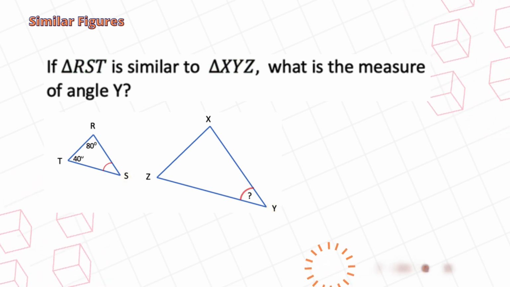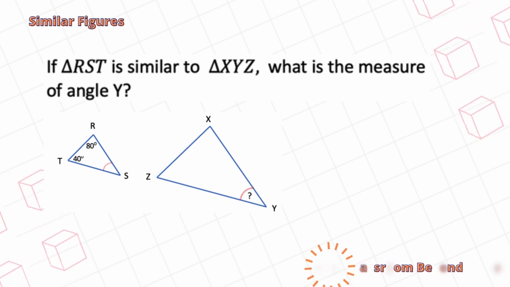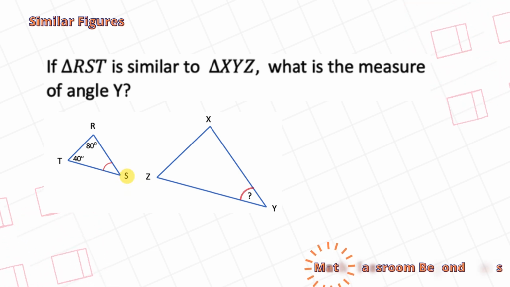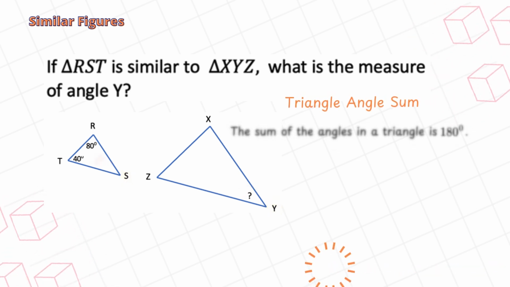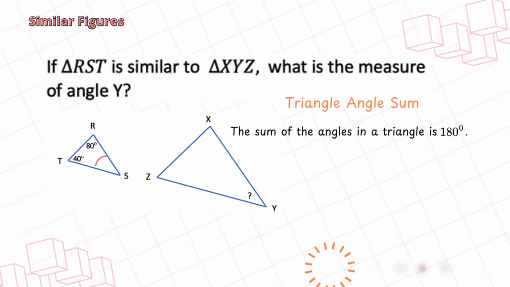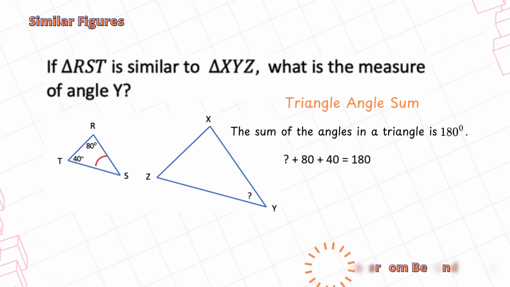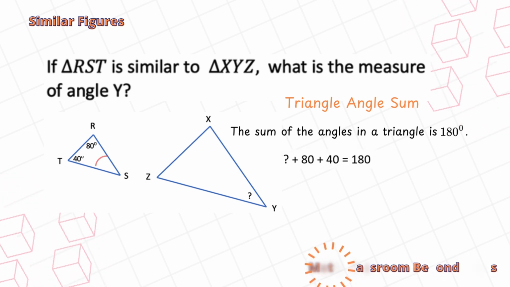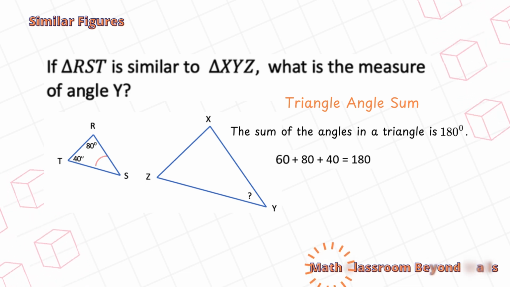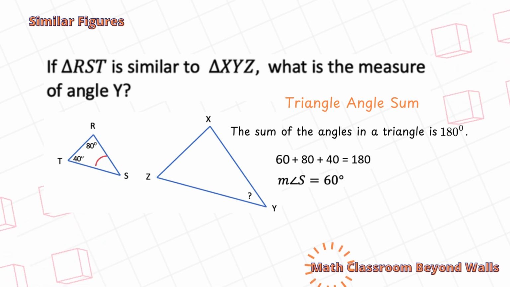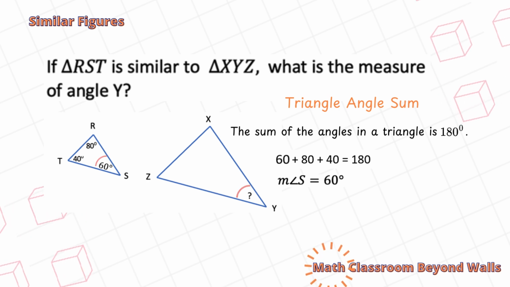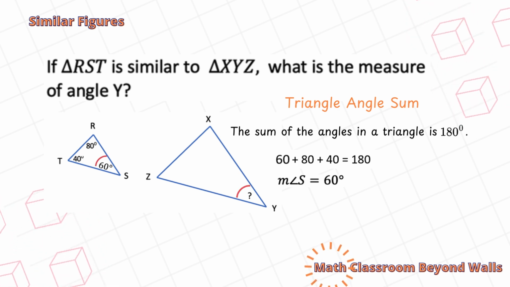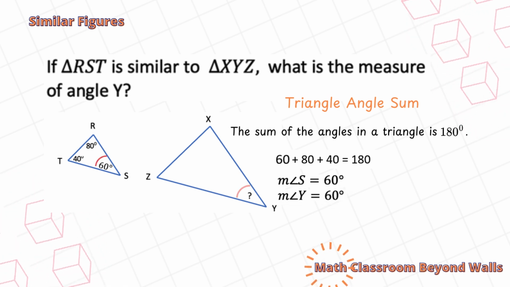Since the triangles are similar, we have to get first the measure of angle S to get the measure of angle Y. Remember that the sum of the angles in a triangle is 180 degrees. What number, when added to 80 and 40, gives 180? Correct, 60. So the measure of angle S is 60 degrees. Since angle S and angle Y are corresponding angles, the measures of angle Y and angle S are the same. So the measure of angle Y is 60 degrees.